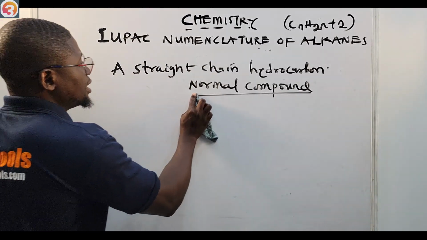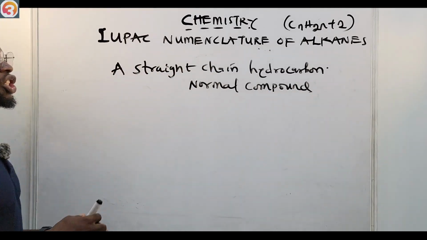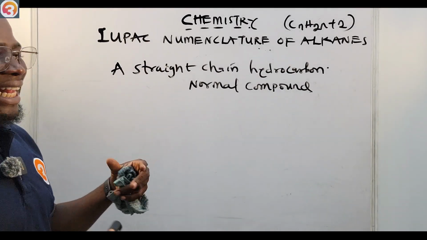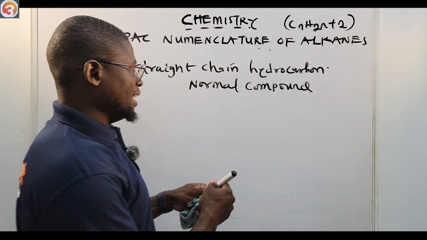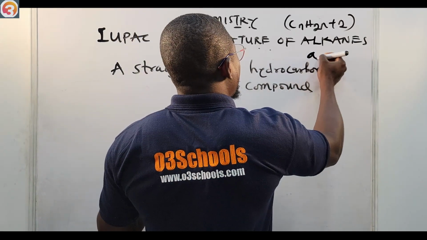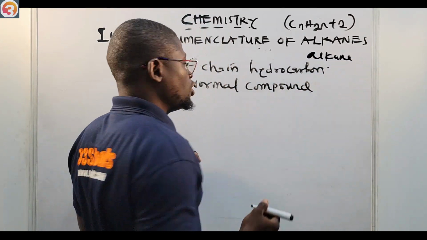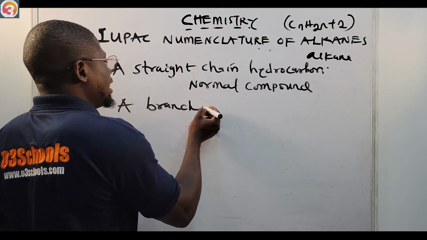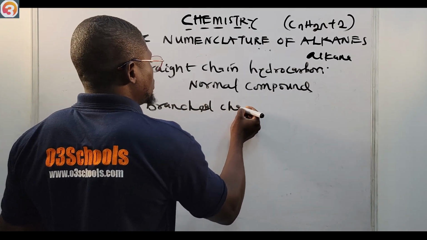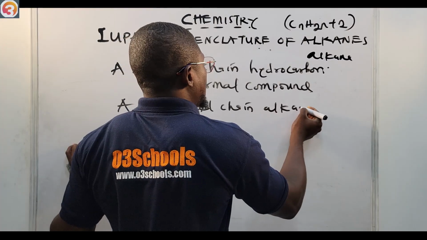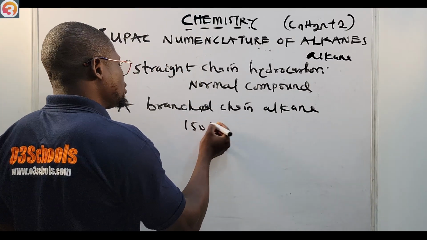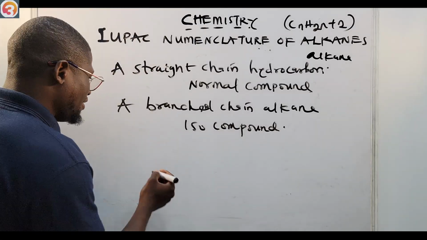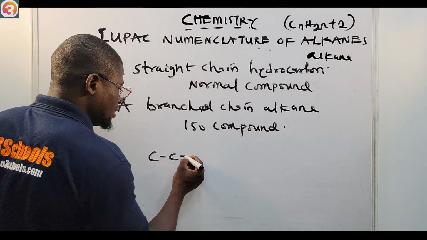Now, this normal compound, a straight chain hydrocarbon, is called a normal compound or a straight chain alkane. Then a branched chain alkane is called an iso compound. So instead of having normal octane, this.